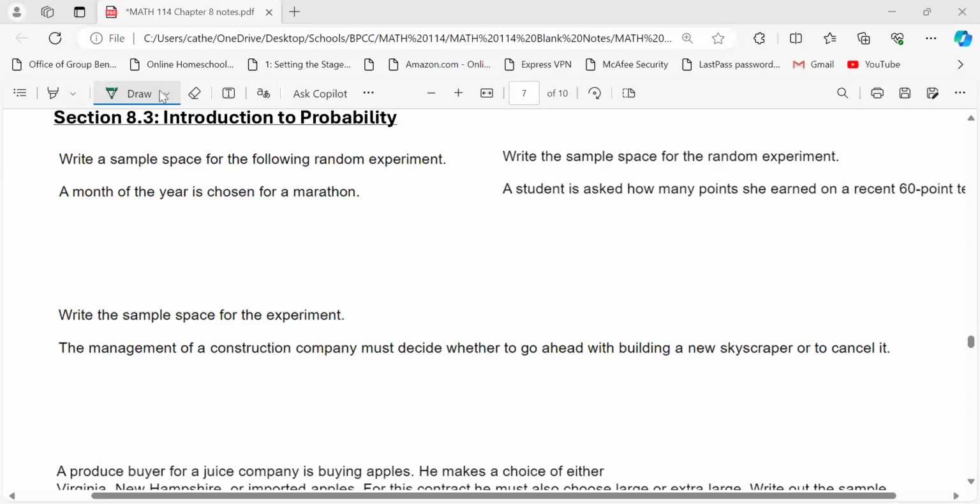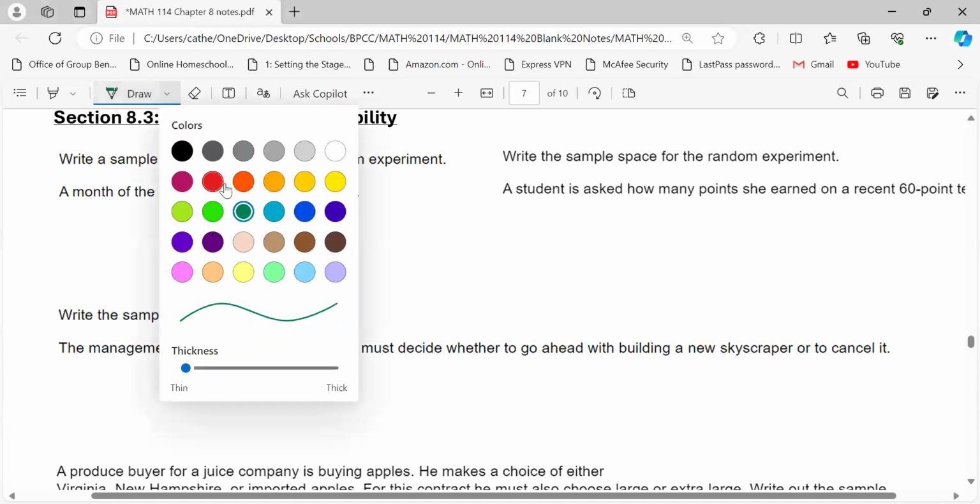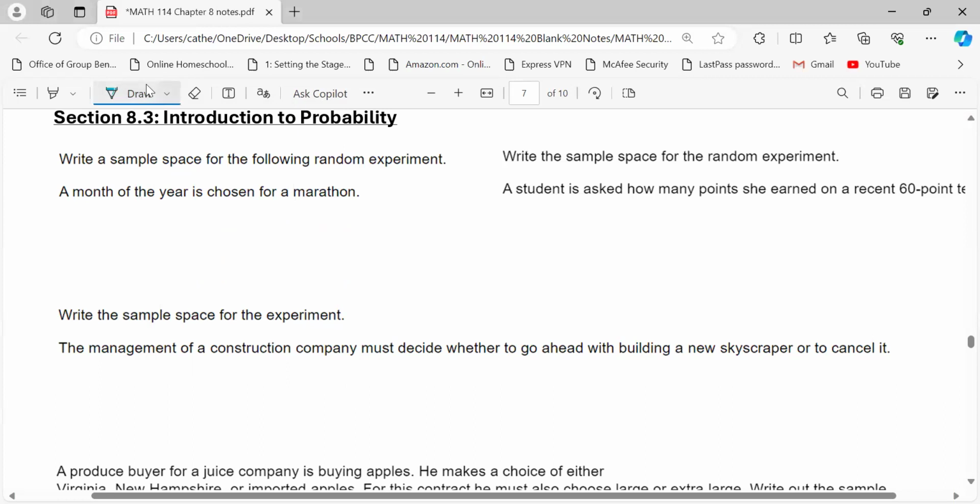This is section 8.3, Introduction to Probability. I really enjoy probability. All right, we need to write a sample space for the following random event. These sample spaces are going to be multiple choice on your homework.